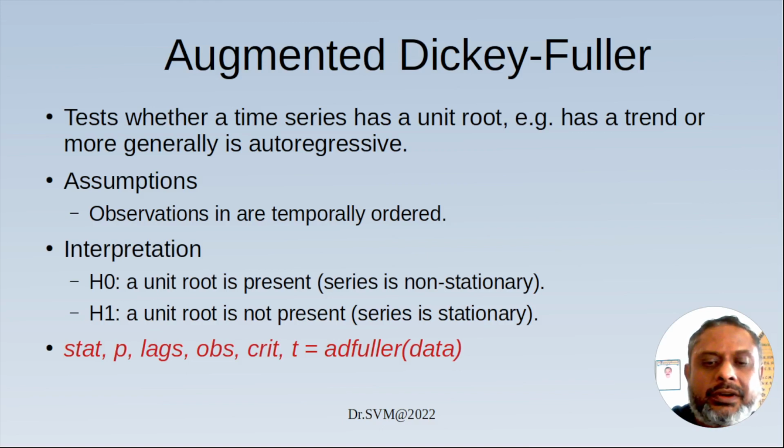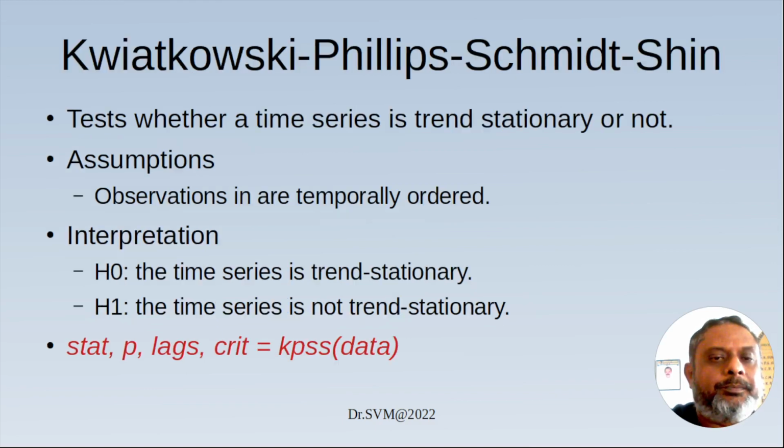When you feed the data to this function, we get many returns apart from the p-value. So leave those; we concentrate on the p-value, to decide whether to accept or reject the null hypothesis. If the p-value is less than 5%, we reject the null hypothesis and claim that the series is stationary. If p is greater than 5%, then we can't reject the null hypothesis. Therefore, we declare that the series is non-stationary.